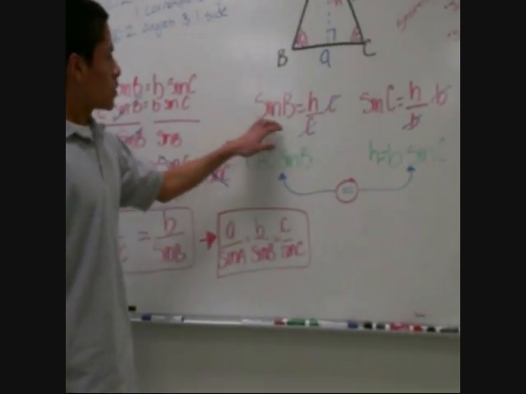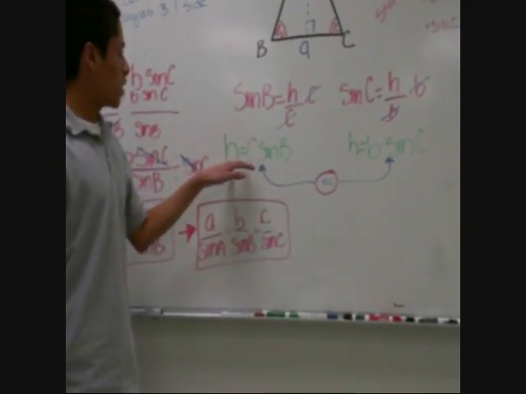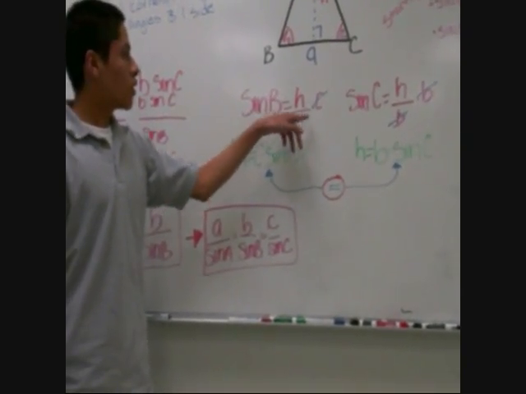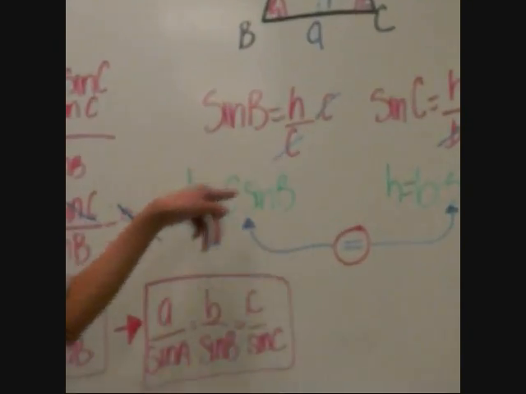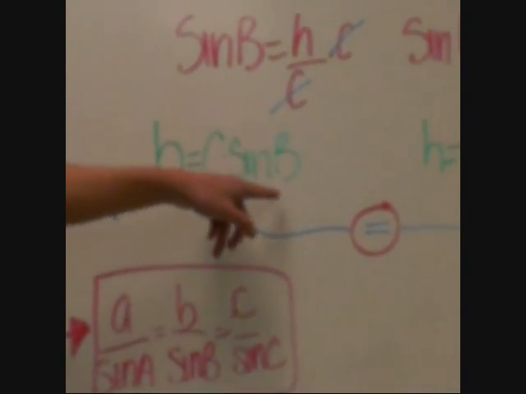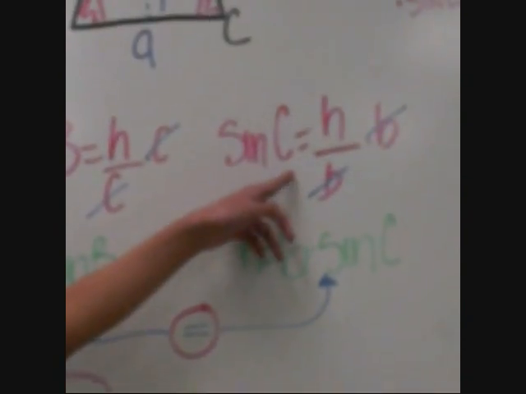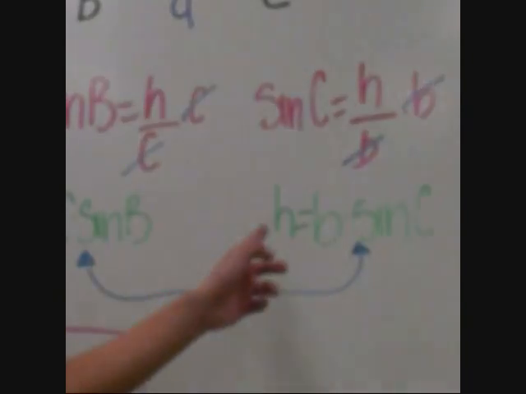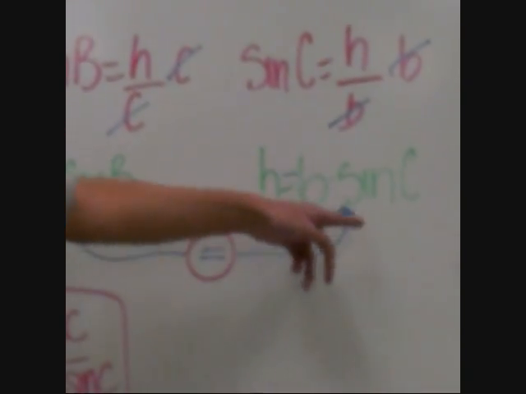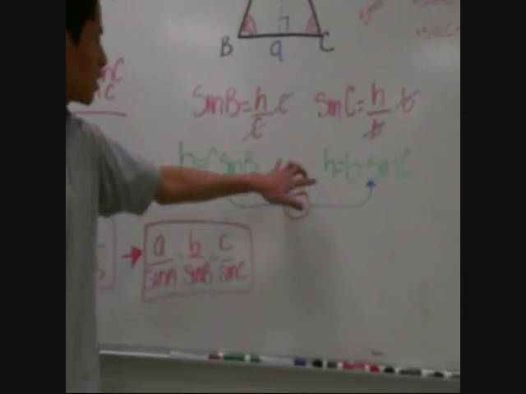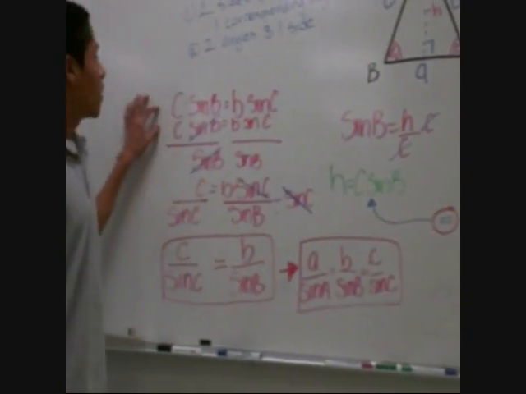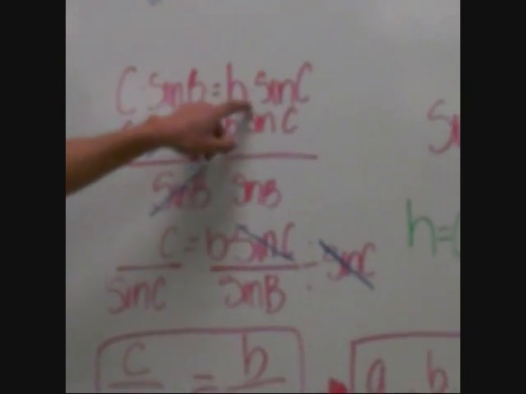Okay, so you want to get them to equal H, so you multiply by C on both sides for this one. Multiply by C, cancel them out, and then put H equals C times sine of B. You want to do the same thing for this side, so you multiply by B, cancel them out, so it's H equals B times sine of C. As you can see, they both equal H. So you put C times sine of B equals B times sine of C.